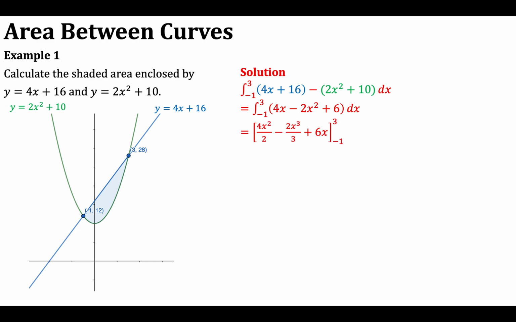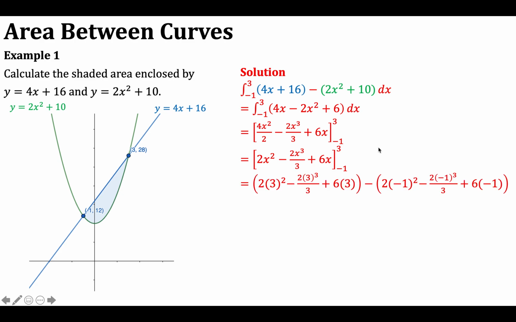So I'll get 4x squared over 2 minus 2x cubed over 3 plus 6x, and you can see I can simplify that first term to 2x squared and the rest stays the same. So minus 2x cubed over 3 plus 6x, and my limits were negative 1 and 3. So firstly substituting in 3 here, so I've got 2 times 3 squared minus 2 times 3 cubed all over 3 plus 6 times 3, and I'm subtracting the same expression with negative 1 substituted in. So 2 times negative 1 all squared minus 2 times negative 1 all cubed over 3 plus 6 times negative 1.